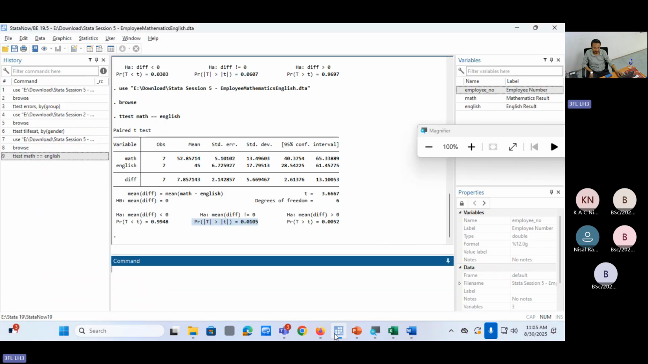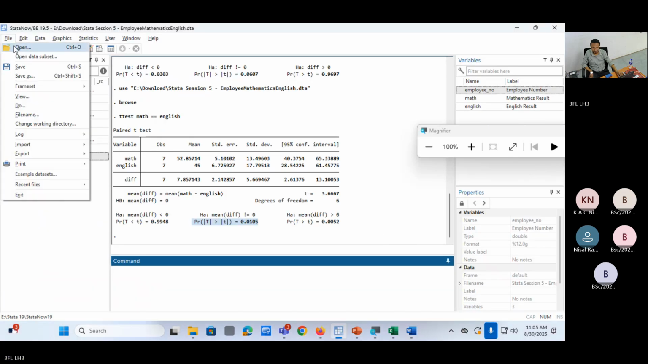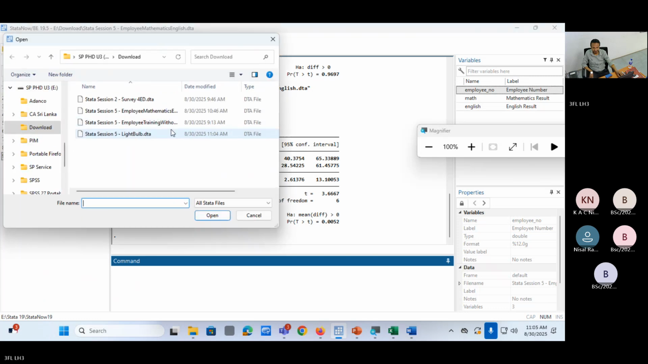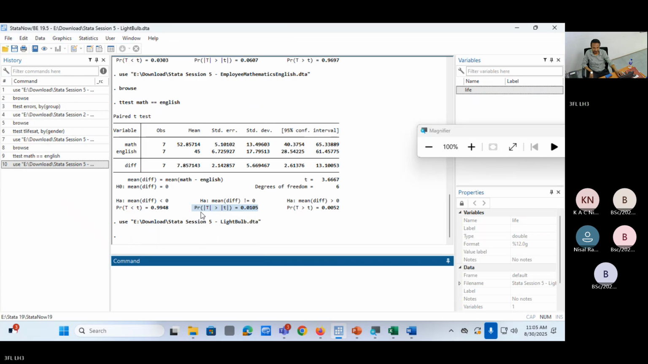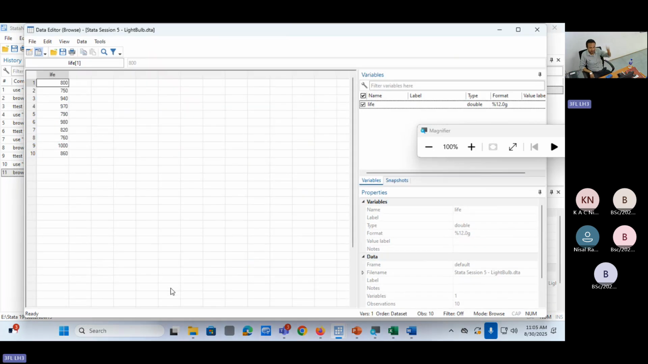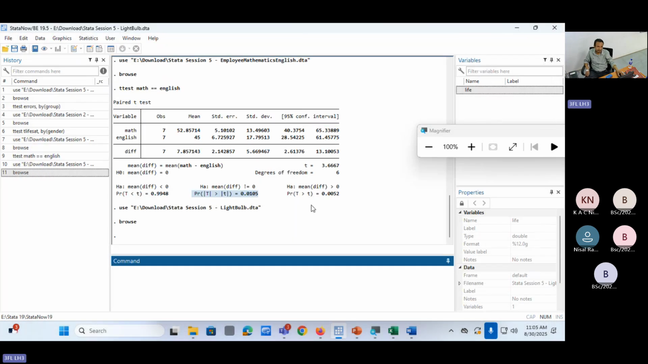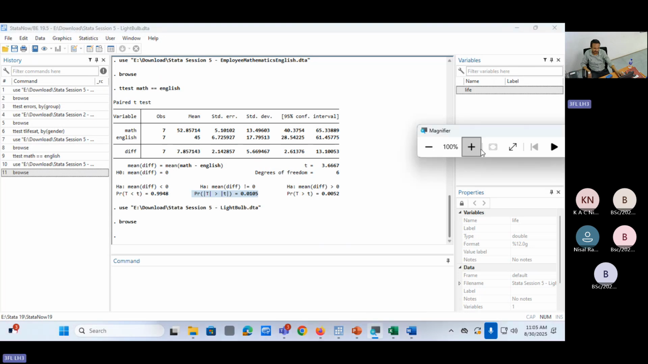We downloaded it and please open that file. The lifetimes of these 10 sample parts are listed. Okay, close it. And now let's perform the one sample t-test. Same procedure, same path, but then you have to choose one sample t-test.